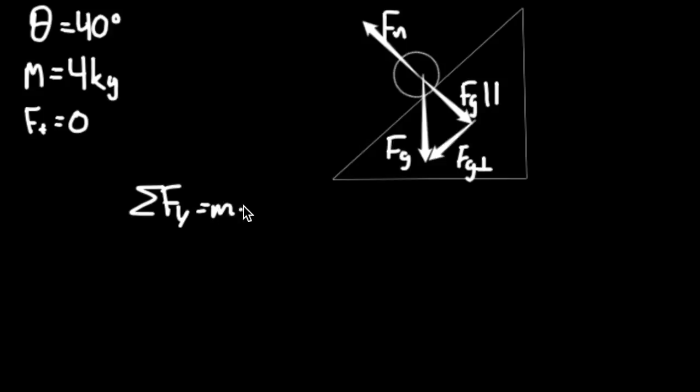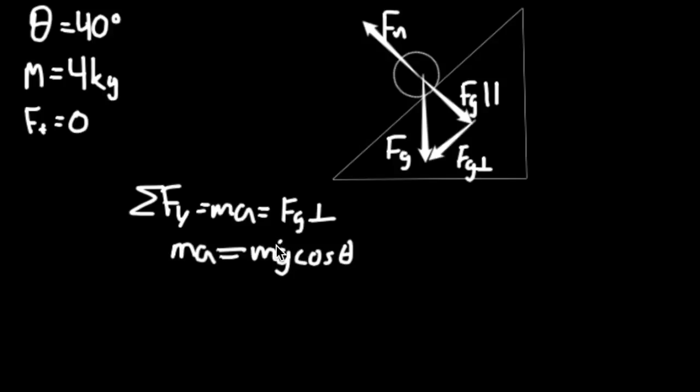In this instance, the sum of the forces is equal to mass times acceleration, which is equal to only the force of gravity perpendicular to the slope, because there is no friction acting upon the block of cheese. So simplified, we have the equation mass times acceleration is equal to mass times gravity times cos of theta. Since there is mass on both sides of the equation, we can cancel those out.